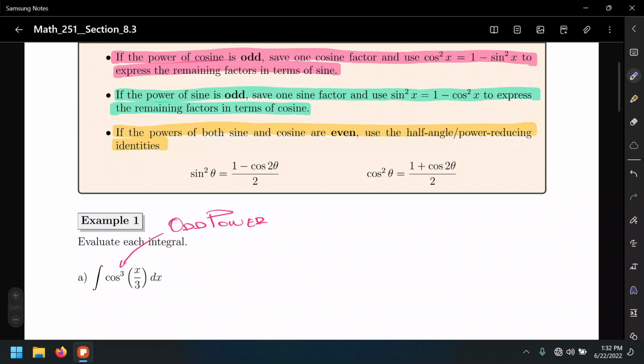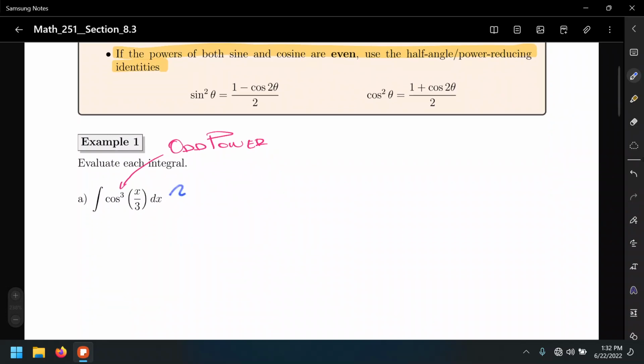So I'm going to rewrite the integral the following way: cosine squared of x over 3 times cosine. Actually, I'm going to use a different color for a big purpose.